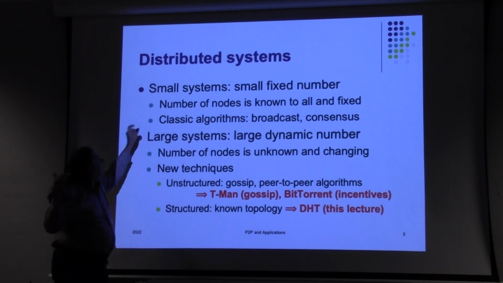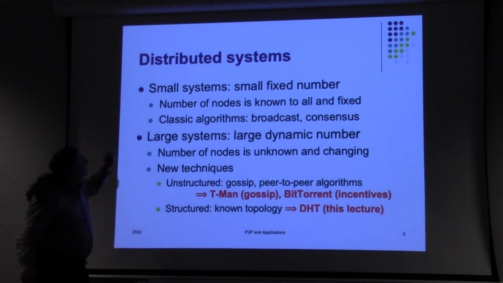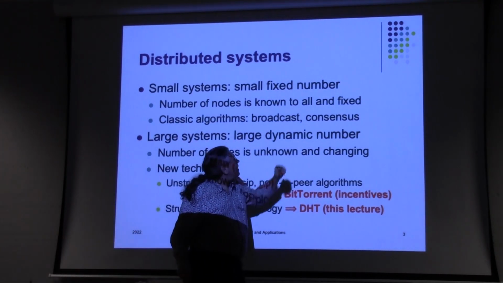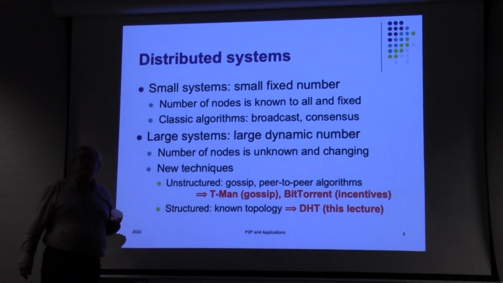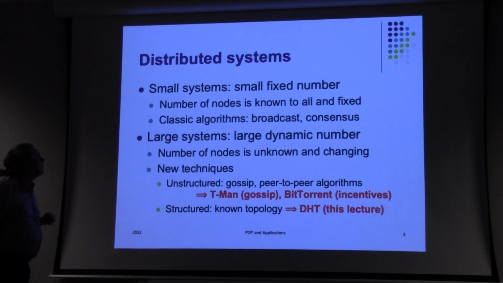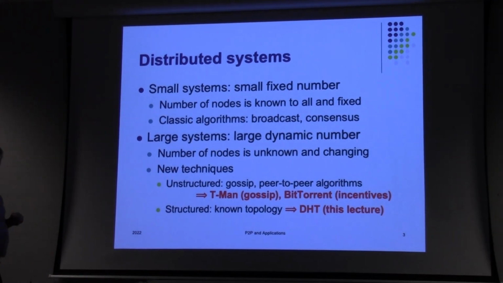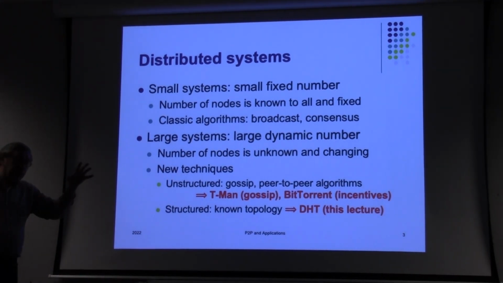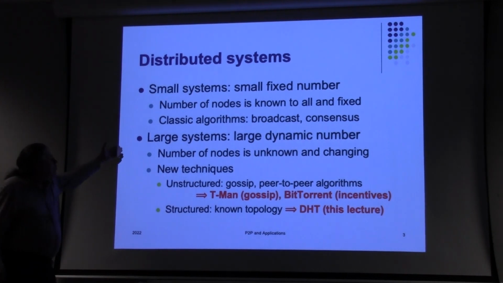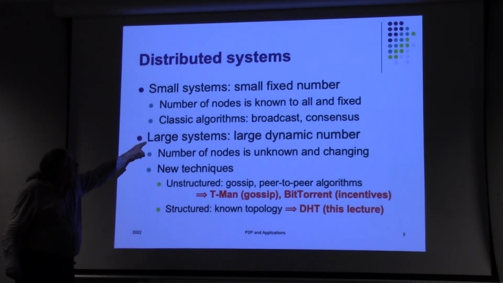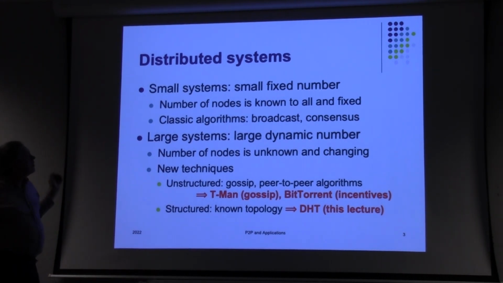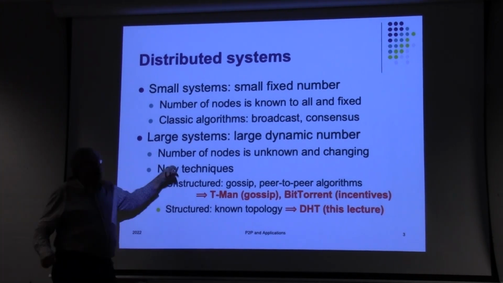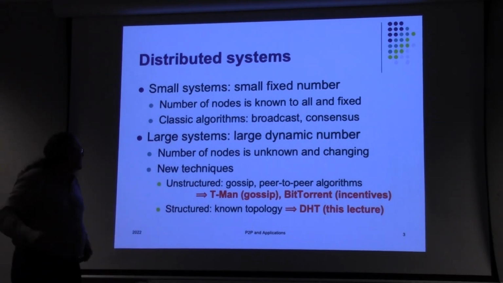Small systems is what we saw in the beginning of the course. Small number of nodes and fixed number of nodes. We saw algorithms like broadcast and consensus. And this is important when building systems like databases. But when you have large numbers of users, it's very different. You have large dynamic number of nodes, unknown, always changing, huge.